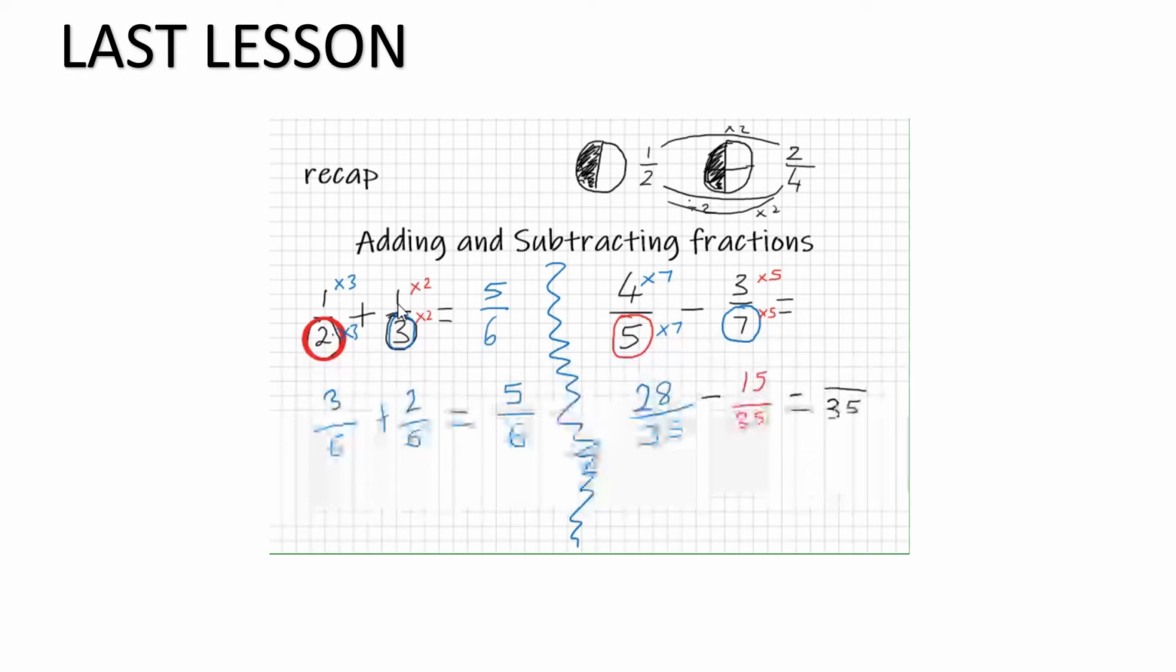And then I want to do 28 take away 15. That's too big to do in my head, so I'm going to do column subtraction. 8 take away 5 is 3. 2 take away 1 is 1. The answer is 13. And there you go. That's the answer, 13 over 35. So 4/5 take away 3/7 is 13 over 35.